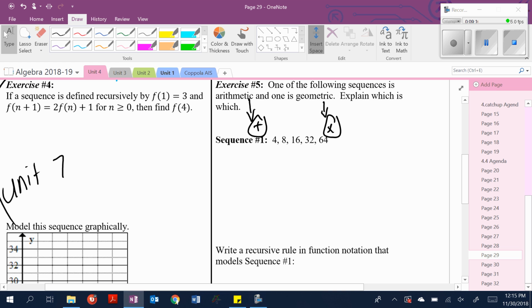All right, so let's look at sequence number 1. How am I getting from 4 to 8, 8 to 16, 16 to 32, 32 to 64? Oh, I think I'm adding 4, right? So plus 4, 4 plus 4 is 8, 8 plus 4 is 12. Uh-oh. I smell a multiplier here. All right, let's try that instead. 4 times what is 8? Oh, 4 times 2 is 8. 8 times 2 is 16. 16 times 2 is 32. 32 times 2 is 64. Okay, this has a multiplier, so this is geometric.